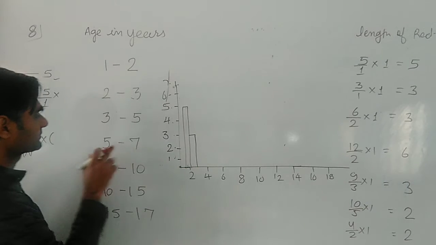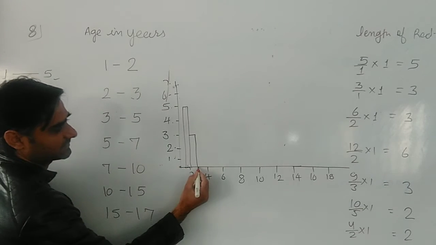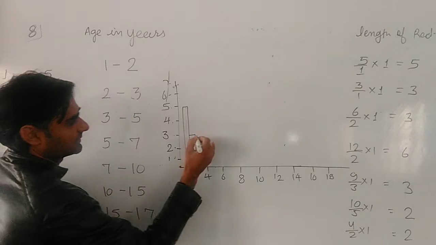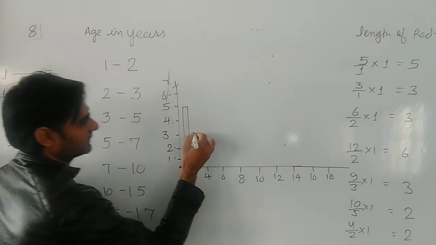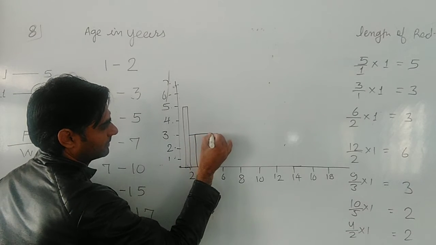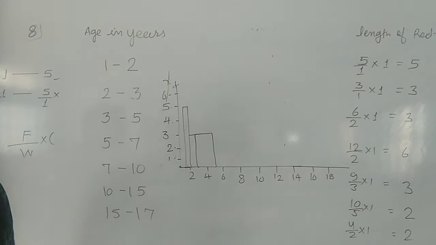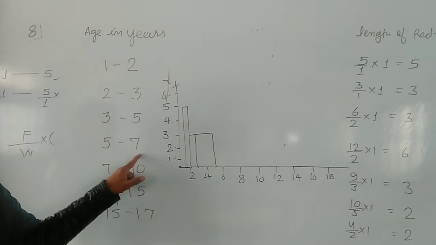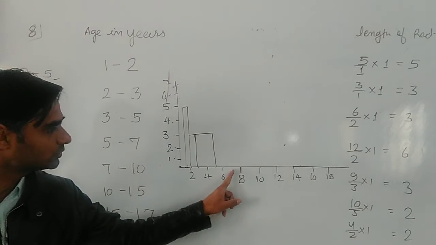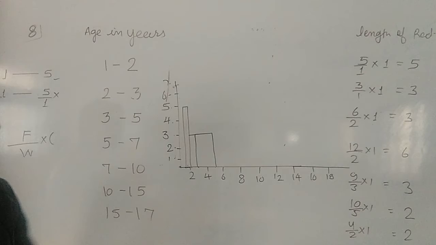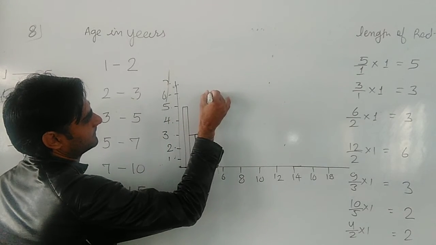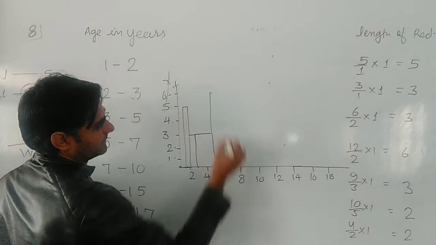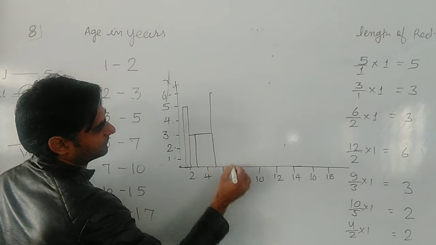Next one is 3 to 5. This one is 3 already and this one is 5. So the height of the rectangle is 3, so take here like this. Next one is 5 to 7. 5 to 7, and what is the height? 6. This is 5, this is 6, like this. Here we will take 7, right? Yeah.